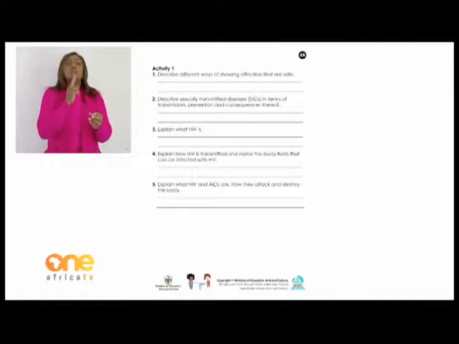And then number 3 says, explain what HIV is. The second last question says, explain how HIV is transmitted and then name the body fluids that can be infected with HIV. And then the last one says, explain what HIV and AIDS are, how they attack and then destroy the body. So I'm hoping that all of us will be able to answer these questions.